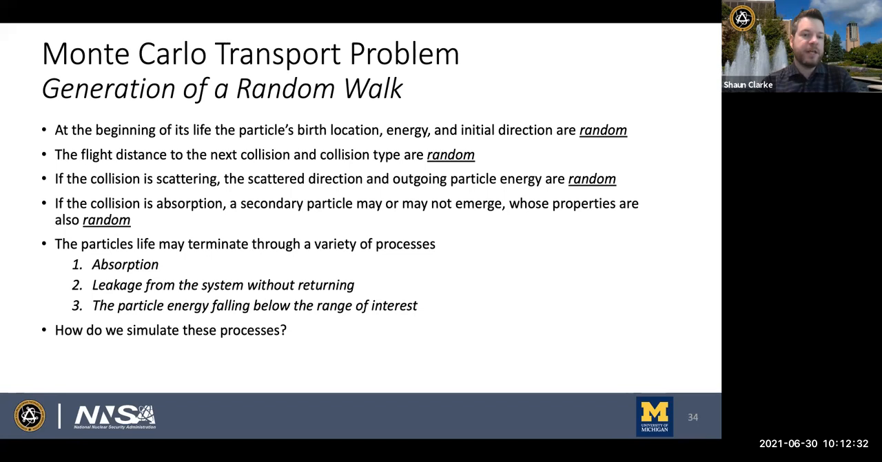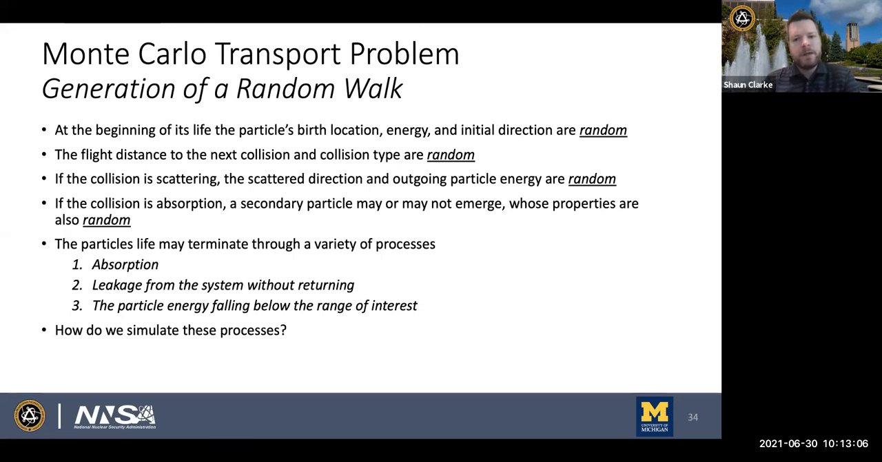The distance that a particle takes between collisions is also random, and that's just due to the probabilistic nature of neutron, in this case, interactions inside a medium. We can't actually predict how far a particle will travel between one collision and the next. We can produce a distribution, and we can sample from that distribution, but we can't actually say with any certainty what the exact distance will be. That distance is random.